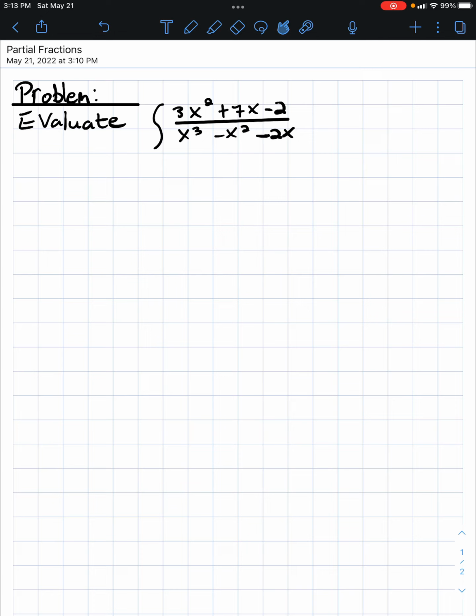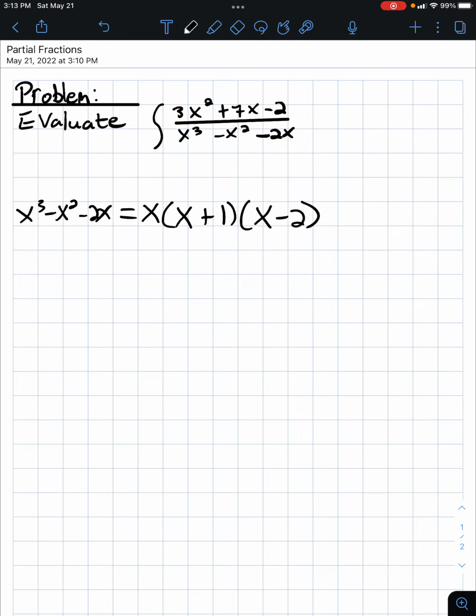To solve a partial fraction integral, we first need to decompose our fraction. So step one will be to factor the denominator. x³ − x² − 2x can be factored down to x times (x + 1) times (x − 2).